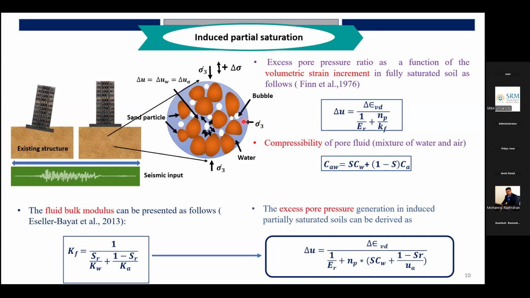Okay, so we are talking about the bulk modulus. As we know, without air bubbles in the system, the bulk modulus of the system will be higher. When the bulk modulus is higher, your system is not going to compress as much, rather it will generate more water pressure. So when bubbles are introduced in the system, the bulk modulus is going to reduce. When the bulk modulus is reduced, the system is subject to more compression, and thereby the development of pore pressure is reduced. This is the overall concept of induced partial saturation.